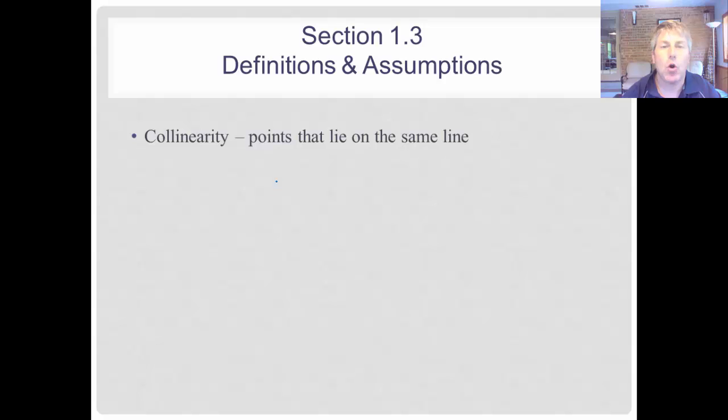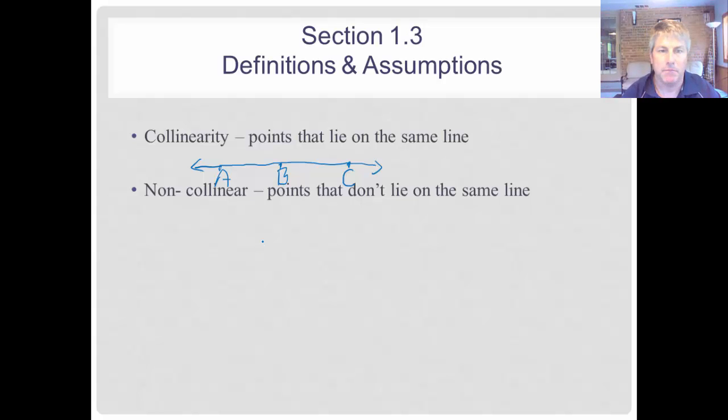Collinear. If points are collinear, these are points that lie on the same line. So col meaning with, linear meaning line. Collinearity means we just have points on the same line or segment. So here we would say points A, B, and C are all collinear because they're 3 points that lie on the same line.